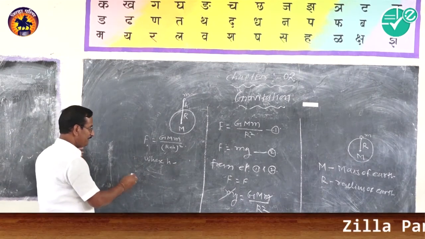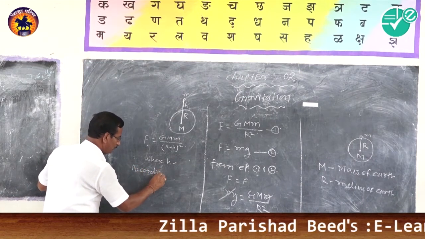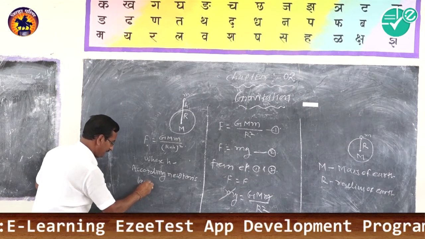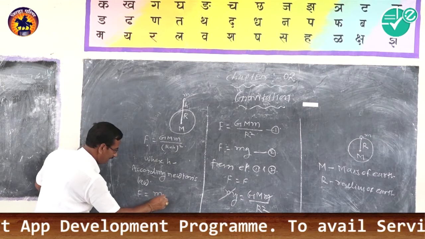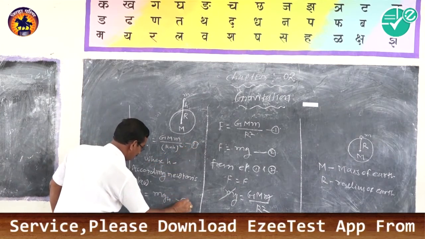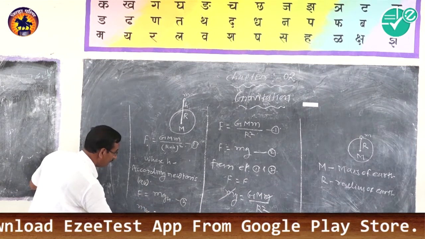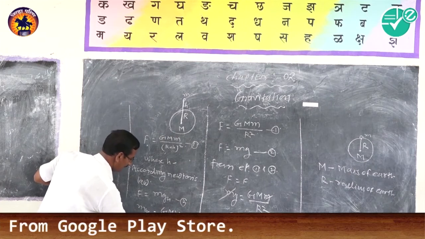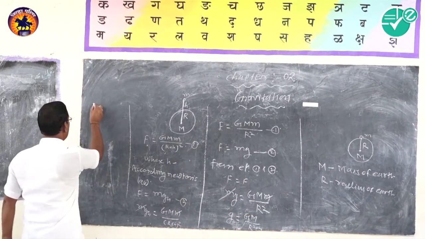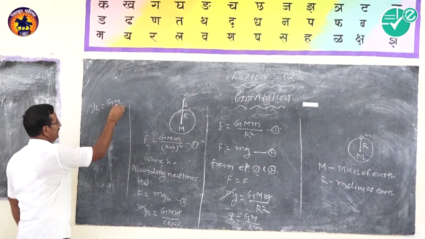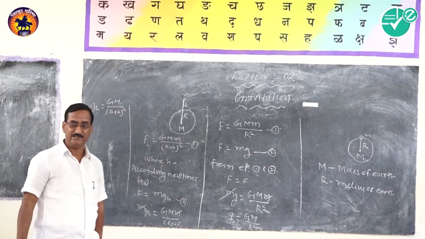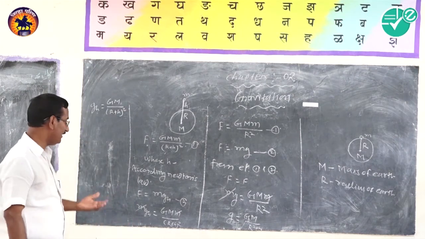Then according to Newton's law, F is equal to m g_h. Comparing these two equations, equation 1 and equation 2, we get m g_h is equal to G capital M small m upon (R plus h) whole square, where small m gets cancelled and g_h is equal to G capital M upon (R plus h) whole square. That is the required expression for the acceleration due to gravity at the height h.